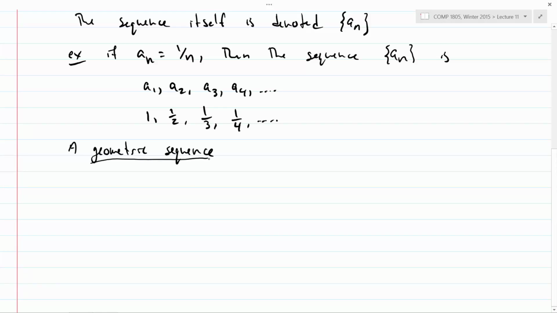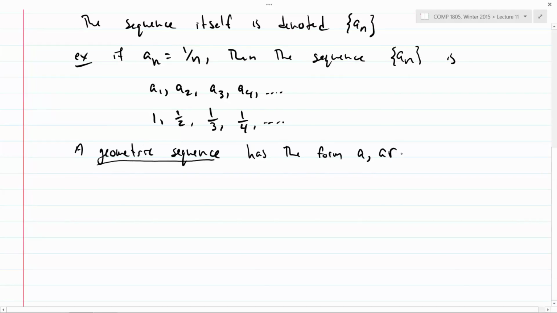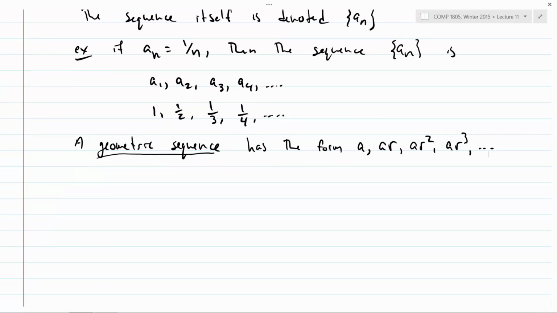So a geometric sequence has a special form. It looks like, well, the first thing is a, the next thing is a times r, the next thing is a times r squared, then a times r cubed, and so on. That's what a geometric sequence looks like. And here, a is just called the initial term, which is some real number.